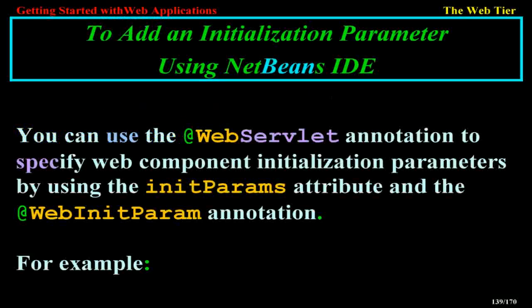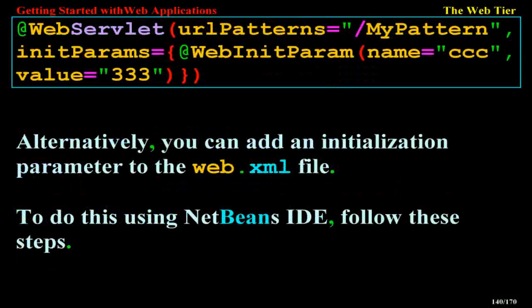To add an initialization parameter using NetBeans IDE, you can use the @WebServlet annotation to specify web component initialization parameters by using the initParams attribute and the @WebInitParam annotation. For example, @WebServlet(urlPatterns={"/mypattern"}, initParams={@WebInitParam(name="ccc", value="333")}). Alternatively, you can add an initialization parameter to the web.xml file.